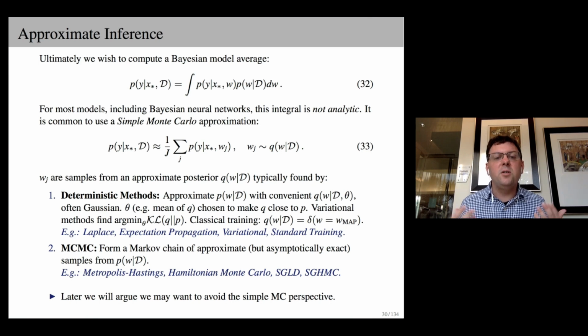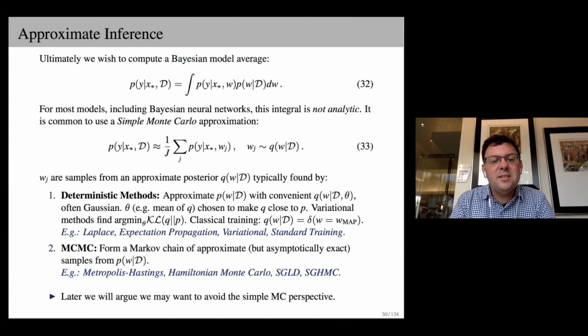For example, variational methods find these parameters by minimizing the KL divergence between Q and P. As we mentioned earlier, classical training is a special case of approximate inference, where our approximate posterior is just a point mass centered at the maximum likelihood or regularized maximum likelihood MAP setting of parameters. The Laplace approximation is another popular deterministic method, which we'll discuss further in part 3. Expectation propagation is another popular approach, and there are several others.